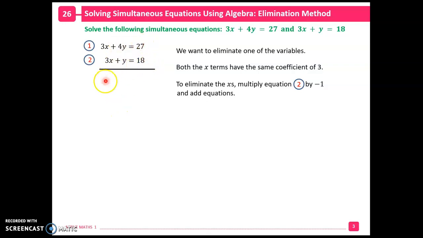So what I'm going to do here is just write it down underneath equation 1. So this is equation 1. And under here, we've got equation 2 multiplied by minus 1. So do you see the 3x has been multiplied by minus 1 to give us minus 3x. Plus y multiplied by minus 1 is minus y. And 18 multiplied by minus 1 is minus 18. So the signs in the second equation changed. So all the pluses became minuses.